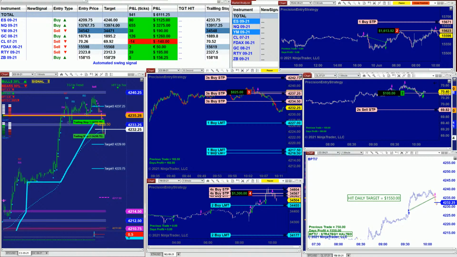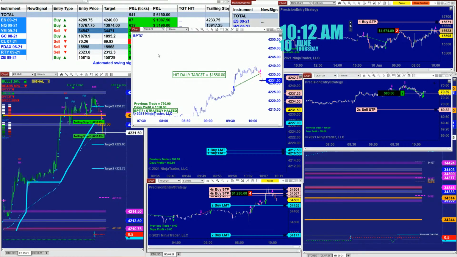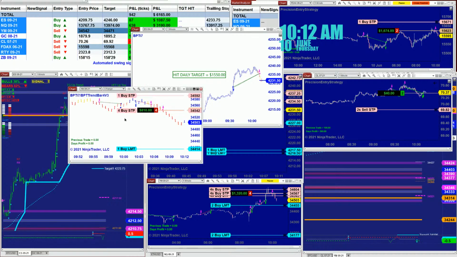And as we see on the ES, this is the TI7. I took the first trade at 9:30. It was done by 10 o'clock. Now it's 10:12, and it already hit the target. And this is the TI7. It's a totally different auto trade than the precision automated trade, the blue charts.